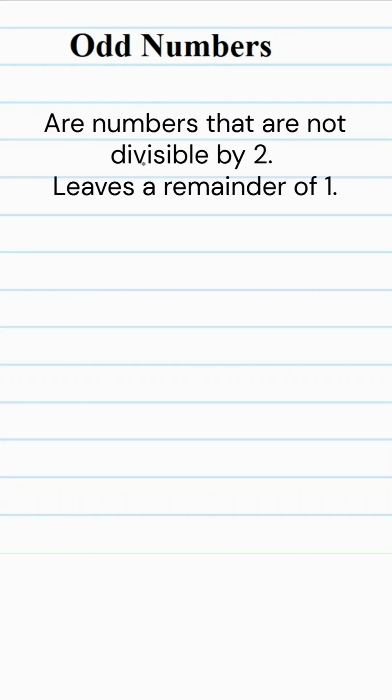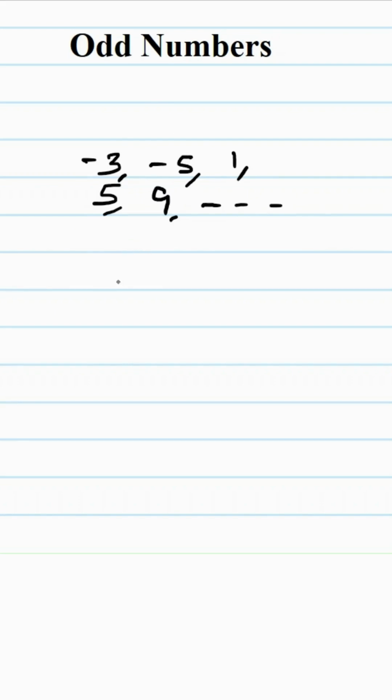Our next, odd numbers. Odd numbers are those numbers that are not divisible by 2. When we say a number is not divisible by 2, it means that when you divide that number by 2, it leaves a remainder of 1. For example of odd numbers, we can have negative 3, negative 5, 1, 5, 9, and the list goes on. All these are odd numbers. When you divide them by 2, it leaves a remainder of 1.